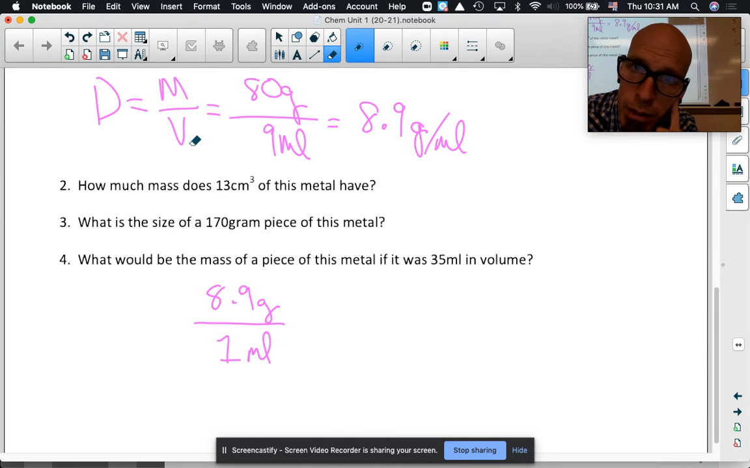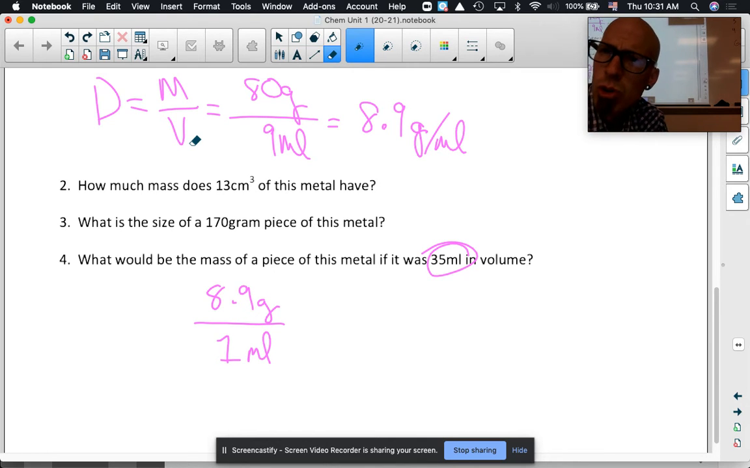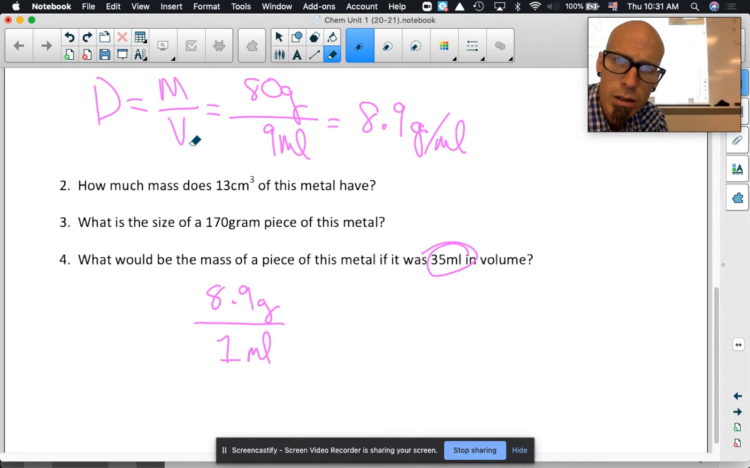It's an 8.9 to 1. But we don't have just one. We don't have just 1 ml. We have 35 of them. So what do you do then? Well, you have 35 times that mass, right? If every one of them is 8.9 grams and you've got 35 of them, then you've got 35 times that much. So do you see this is kind of a ratio thing?